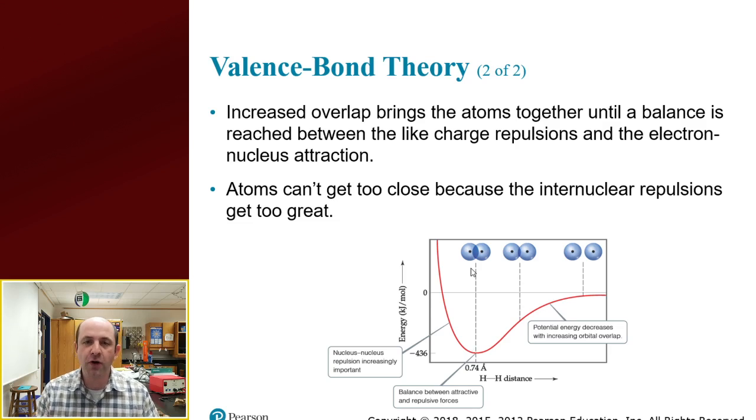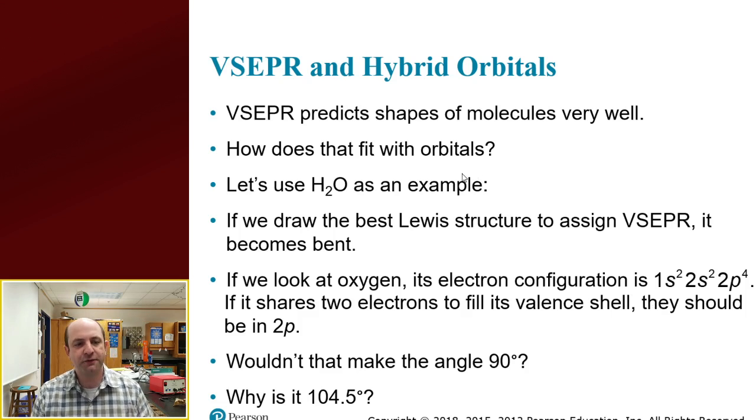If you tried to get them to overlap even more, well, then your nuclei are starting to bump into each other. You're going to have positive versus positive, and that's going to send the energy back up because that's not very stable. So we have some ideal distance in here of how close they're going to get. But it's just always, as they say here, a balance between attractive and repulsive forces to get the most stable distance between them.